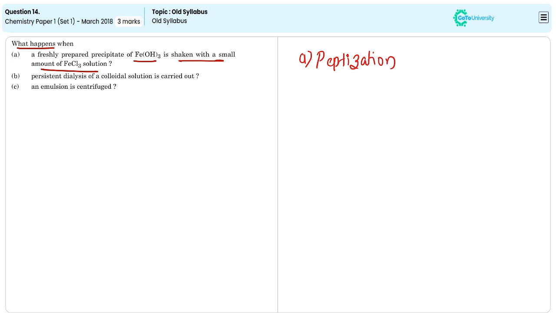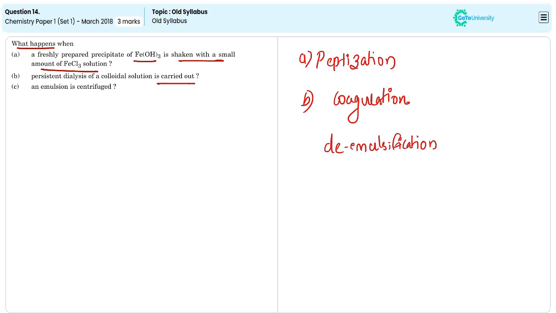The second one is, what happens when persistent dialysis of a colloidal solution is carried out? Then the result will be coagulation. Coagulation is the process by which particles in a liquid aggregate to produce a clump or gel-like mass, leading to the separation of the solid phase from the liquid phase.